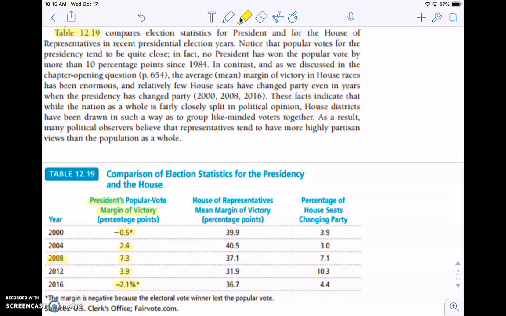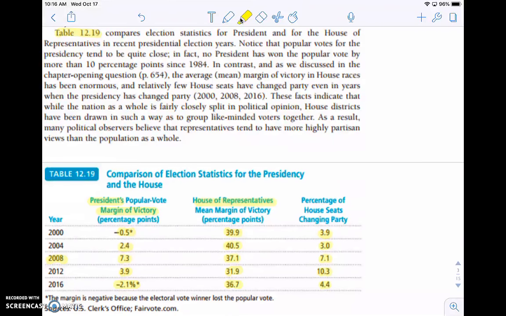Now, if we compare that to the average House of Representatives margin of victory, where again these House of Representatives are broken down into districts within each state, and the boundaries are drawn by groups, look at these margins of victory, averages up in the 40s and 30s. Very different than what we see in the presidential election. And then we can see the percentage of House seats changing. So these things change back and forth quite a bit.